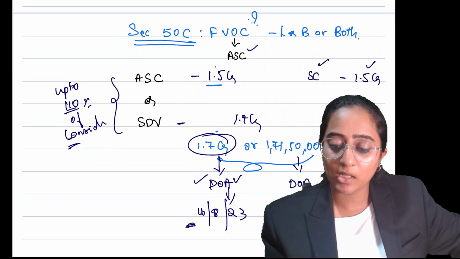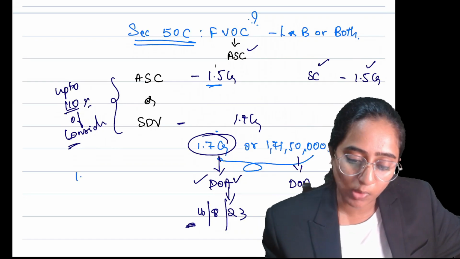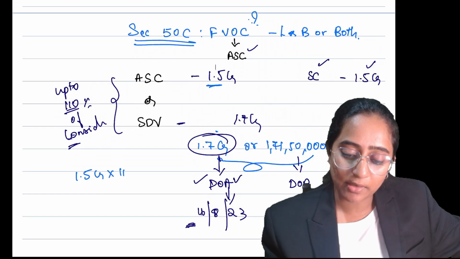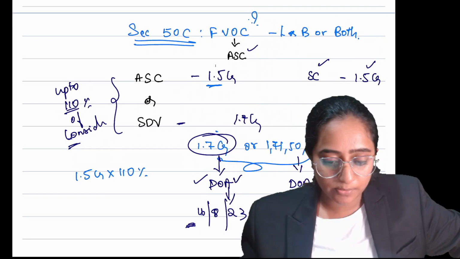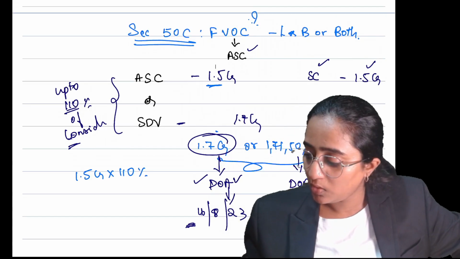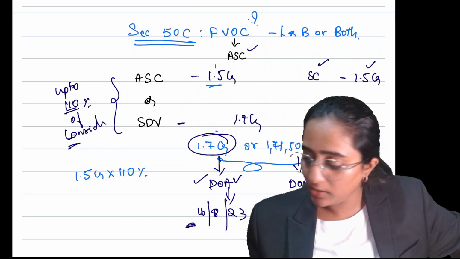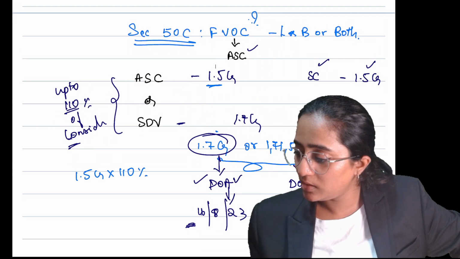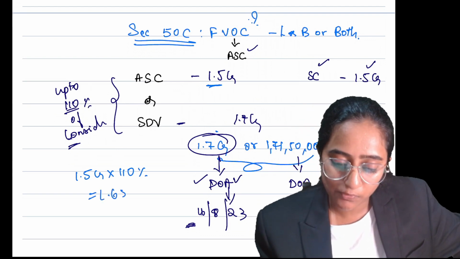110% of this particular 1.5 crore. What is 110% of the consideration? My consideration is 1.5 crores, multiplied by 110%. Please do the calculation from your end also. 1 crore 50 lakh multiplied by 110%. You're going to get 1.65 crores, right?